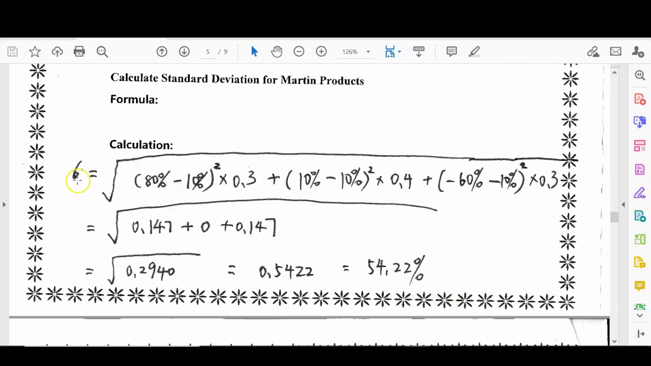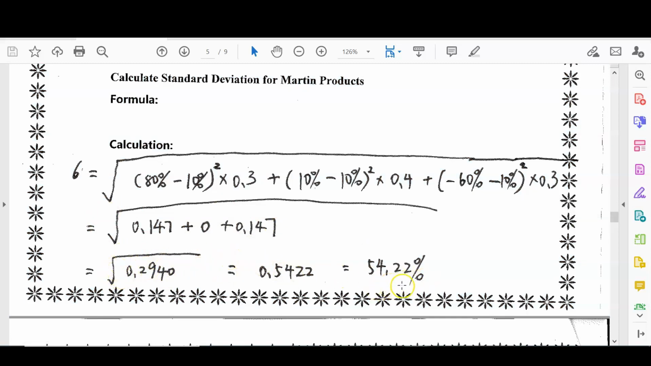Okay, so if I put this in a formula, the standard deviation of Martin products would be 80%, the return of Martin products in the good economy, minus the expected return, square it, multiply by 0.3, the probability of good economy, plus 10%, the return of this firm in normal economy, minus expected return, square, multiply by 0.4, probability of normal economy, plus negative 60%, return of this firm in bad economy, minus 10% expected return. Square it, multiply by 0.3, probability of bad economy. Okay, and then calculate these, add them up, take the square root.